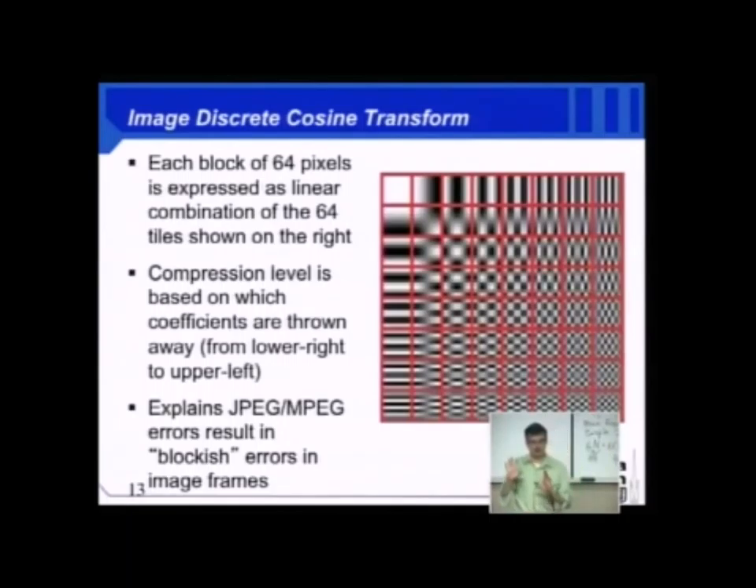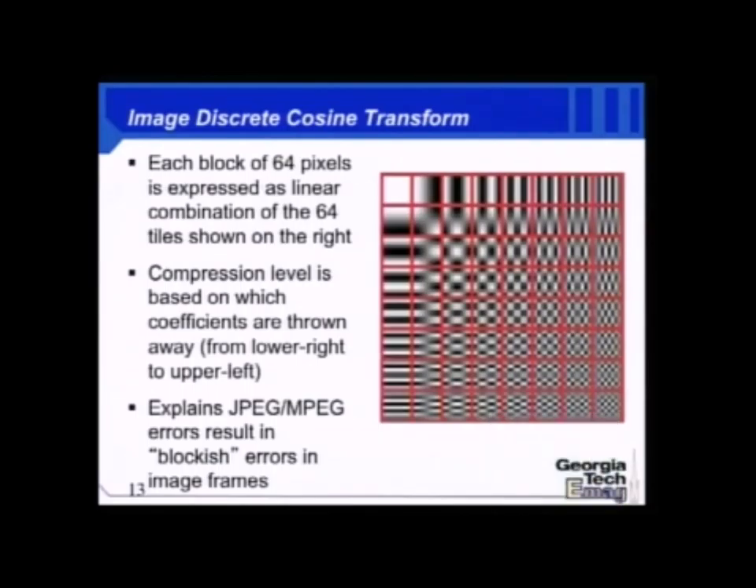So by partitioning the information in an image in terms of these 64 basis functions instead of a pixel by pixel representation, we can identify the information that your eye is not sensitive to and throw it away. And that's the lossy part of the JPEG image compression algorithm. So let me show you.